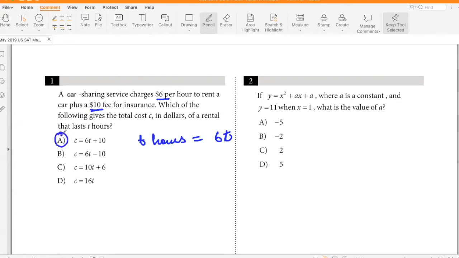Option A. If y is equal to x squared plus ax plus a, where a is a constant, and y is 11 when x is 1, what is the value of a? So y is 11, 1 plus a plus a. So that's 2a plus 1. So 2a is 10. So a is 5.